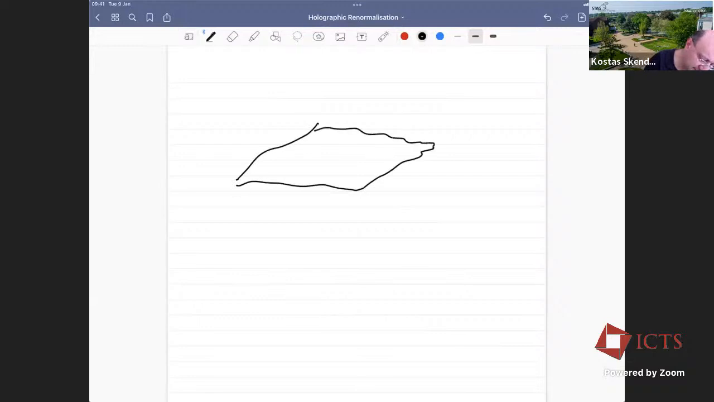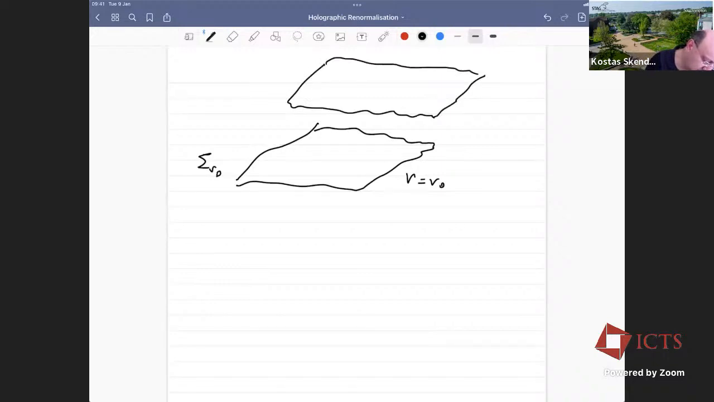So this is my hypersurface at r equals r naught. I will call this sigma r naught. And at some later position. Usually in GR, this is described in terms of time foliation, but for our discussion, we have a radial foliation.